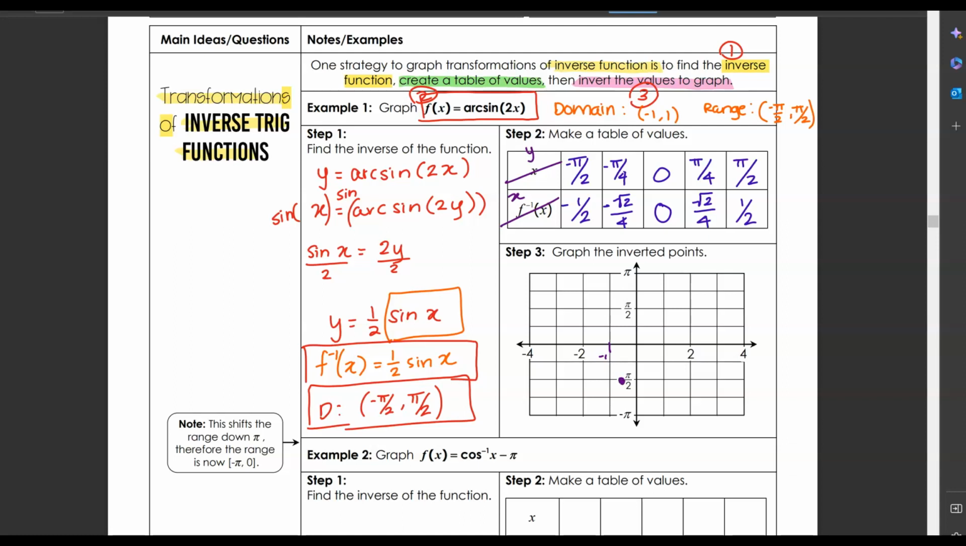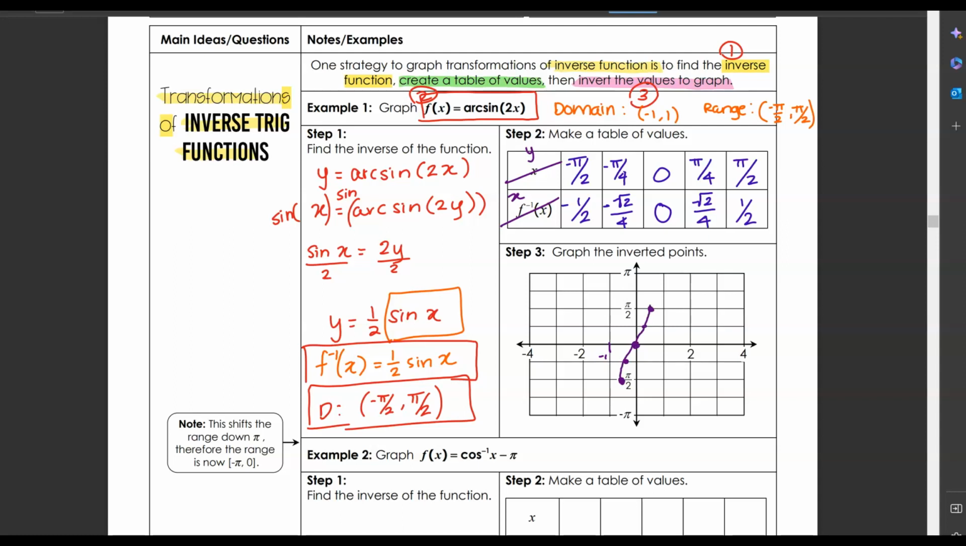At -√2/4, for my x value, that's going to be somewhere like right here. At 0, 0, I'm going to be here. And then at pi/2, I'm going to be at +1/2, pi/2, and then this is going to be somewhere like this. So it's going to look like this.